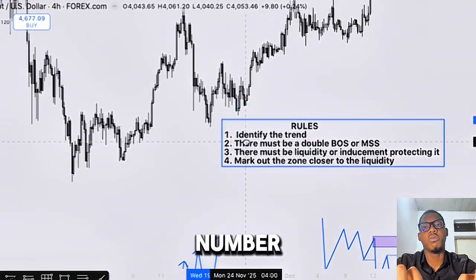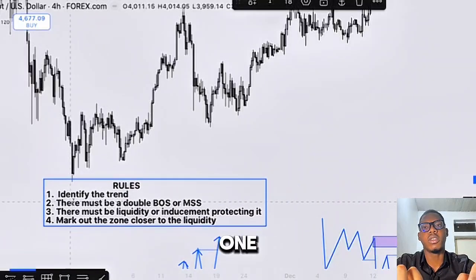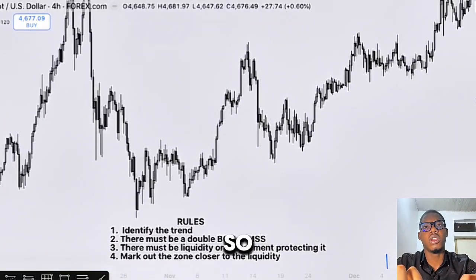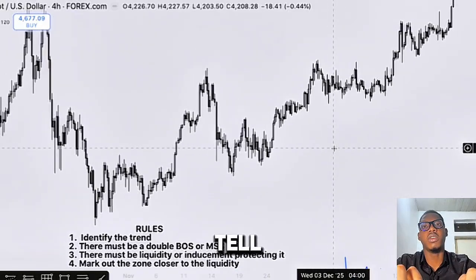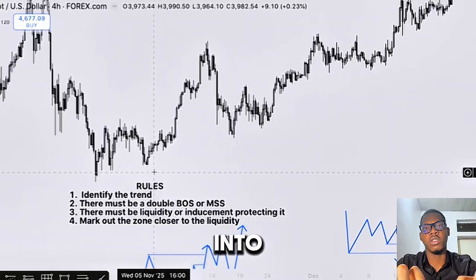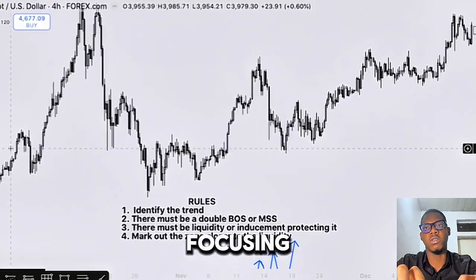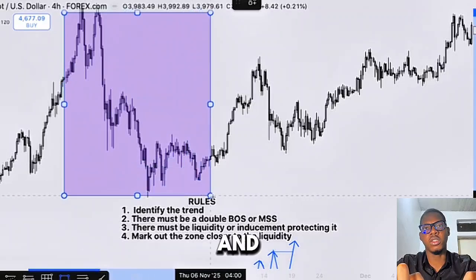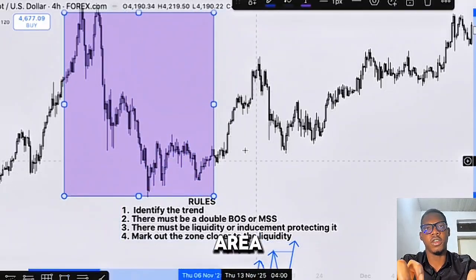So what is rule number one? Let's bring it here. Number one says identify the trend. Looking at this, we're able to tell that it's bullish, right? So we are not looking into this area. We are just basically focusing on this for now, and for this video, on this area right here.